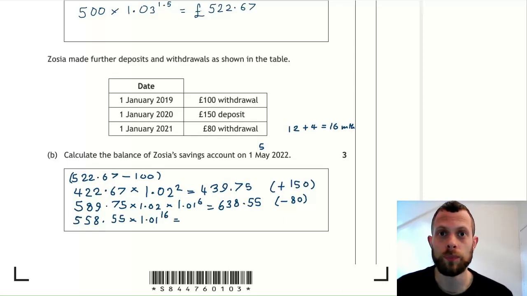Now remember, it has to be the same time period for the multiplier and the exponent. So the 1.01 is monthly, and 16 is the number of months. So finally, we will have £654.94.